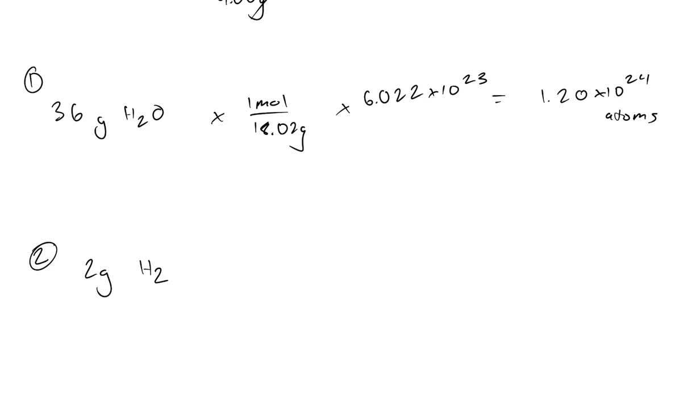And then for the second question, the molar mass of H2 is 2.02. So we multiply it by 1 mole over 2.02 grams. The grams cancel, we're left with moles. And then now that we have moles, we can use Avogadro's number. And we're going to be left with 1.19 times 10 to the 24 atoms.